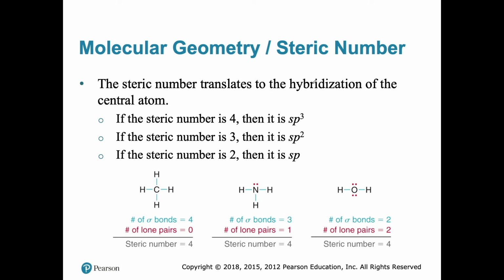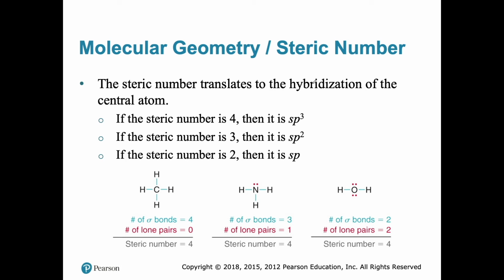This is already written for you in the notes. We skipped ahead. Steric number 4 is sp3. Steric number 3 is sp2. Steric number 2 is sp. The only thing you have to remember from here is that steric number is the exact same thing as number of electron domains. And electron domains includes areas where there are bonds and areas where there are lone pairs.